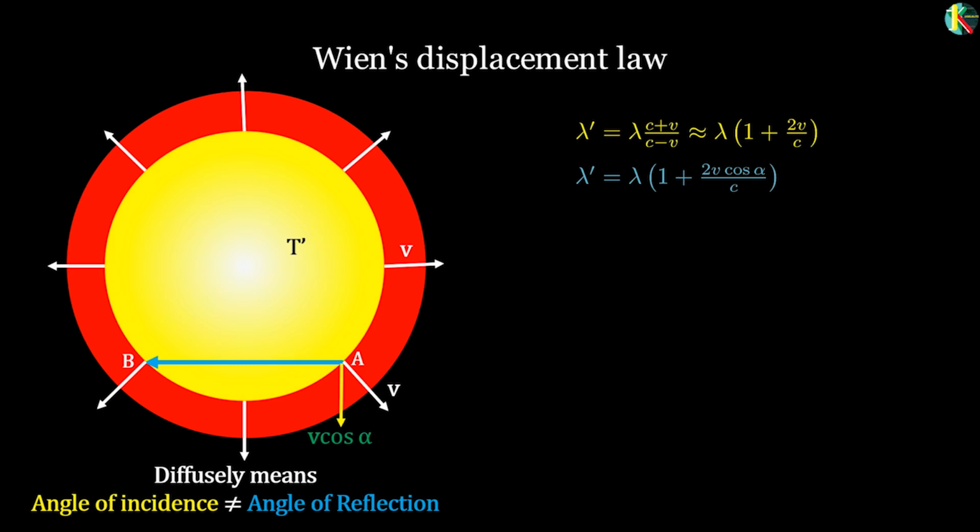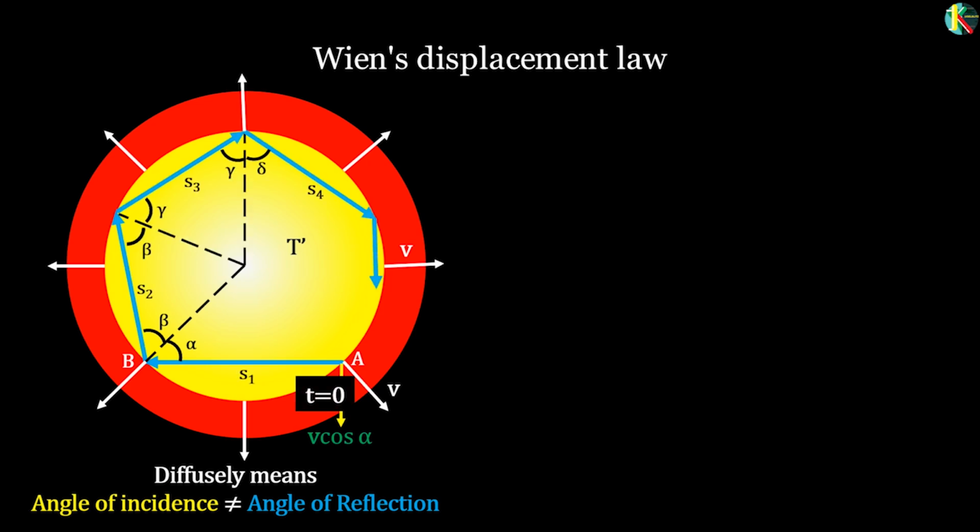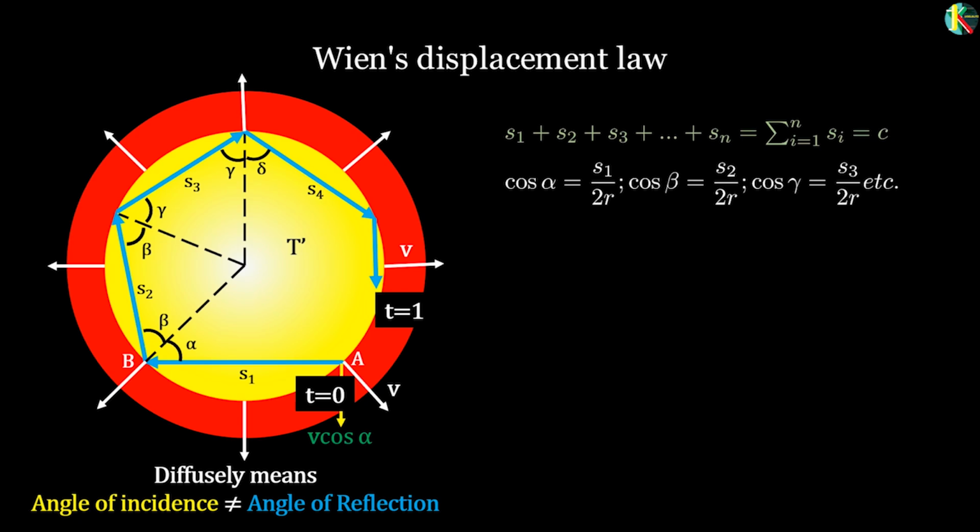For a narrow beam incident on the boundary of the spherical enclosure at B making an angle alpha with the radius at B, the angle of reflection, however, will be different from alpha, since the walls reflect diffusely. If the ray starts from A at time t equal to 0 and S1, S2, S3 are the lengths of the chords travelled by radiation between successive reflections in unit time, we have this relation, and cos alpha equal to S1 by 2r, cos beta equal to S2 by 2r, and cos gamma equal to S3 by 2r, and so on. After the first reflection, lambda is given by this formula.